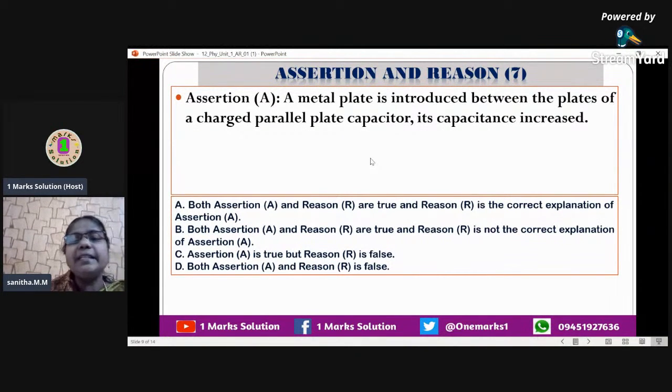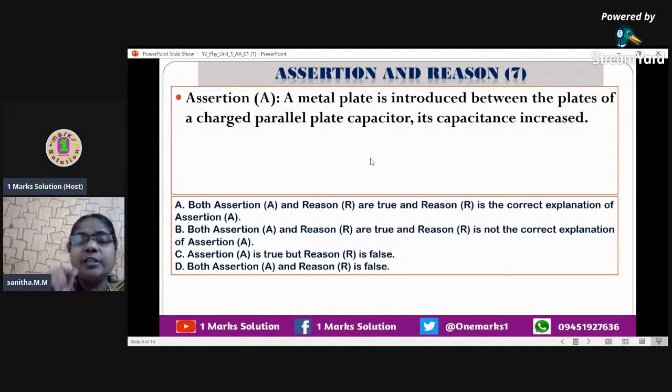Assertion: a metal plate is introduced between the plates of a charged parallel plate capacitor. Parallel plate capacitor only we are focusing on. In this parallel plate capacitor, we are introducing a metallic plate. So what? Its capacitance is increasing. Why is it increasing? The capacitance of a parallel plate capacitor is A epsilon 0 by D. But when a metallic plate is introduced, the equation will change. A metal is a conductor. A conducting plate is introduced.